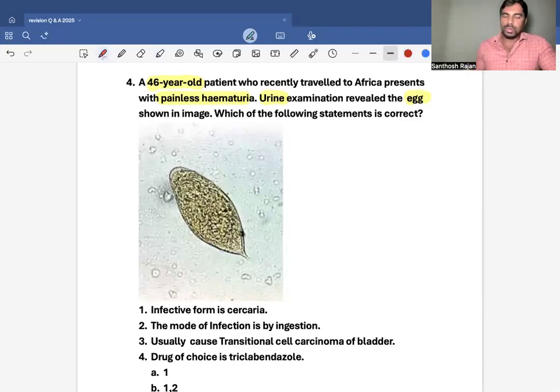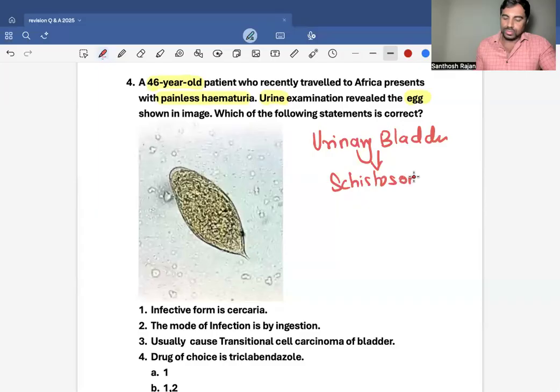First of all, painless hematuria, so that is something related to the urinary bladder. This parasite is affecting the urinary bladder. Whenever the urinary bladder comes, you know very clearly that it is only one: Schistosoma. Especially Schistosoma haematobium. This egg has a terminal spine, T for terminal, which we discussed a lot. This is Schistosoma haematobium because the terminal spine is there.